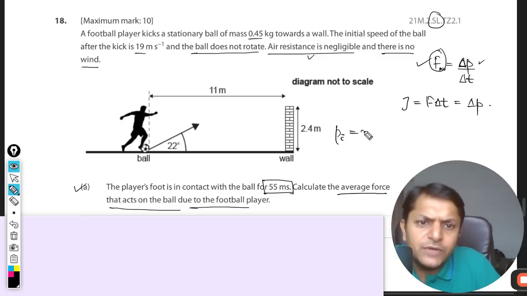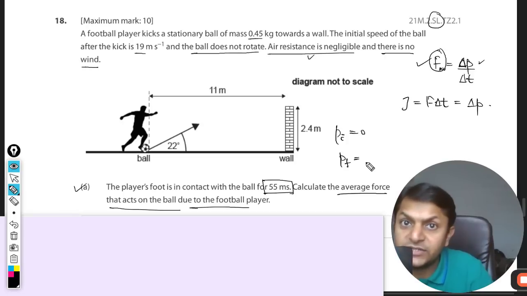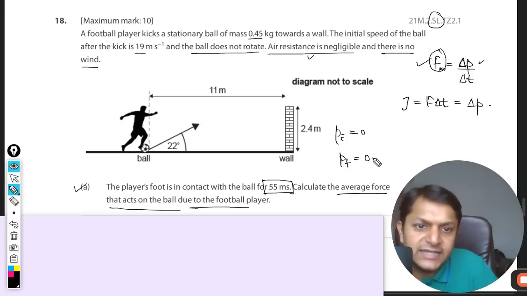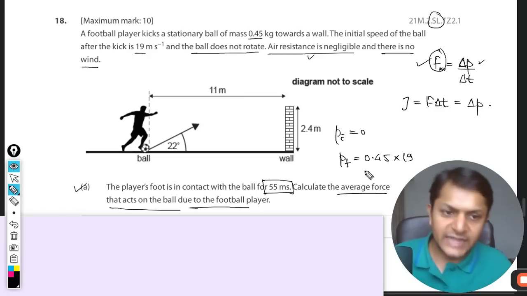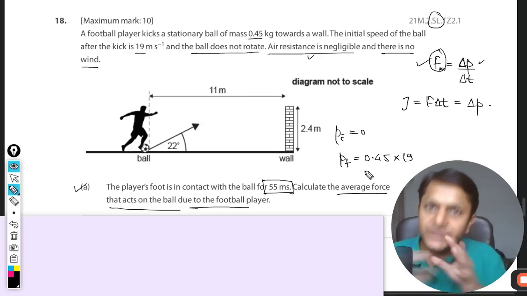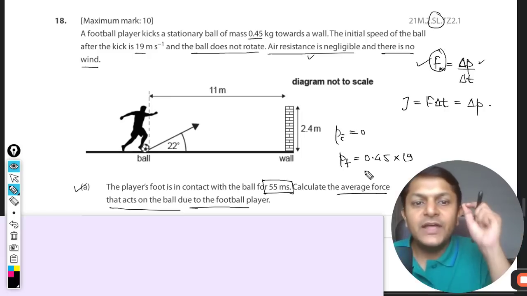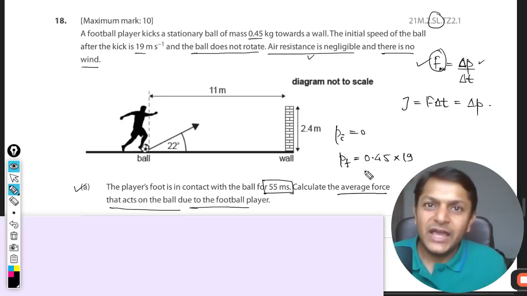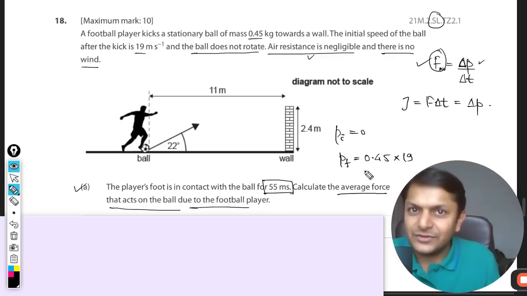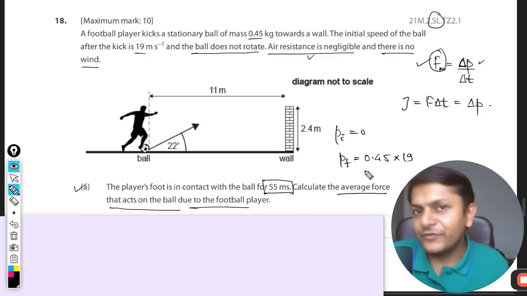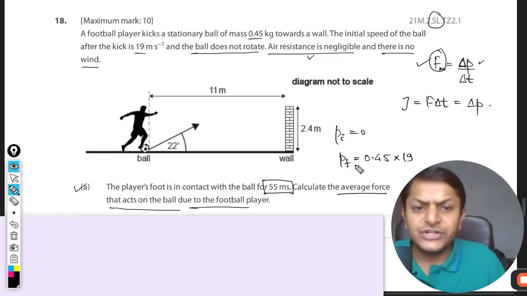The initial momentum of the ball is zero because it is given that before the kick the ball was not moving, it was at rest. Afterwards, the mass is 0.45 kg and it is moving with the speed of 19 meters per second. So this is the final momentum. Whatever the direction, we don't care about that because initial momentum is zero. If initial momentum was not zero and it had some other direction, it could have been a problem for us, but that seldom happens in IB. So initial momentum is zero, final momentum is this.